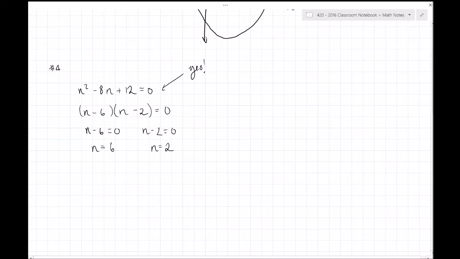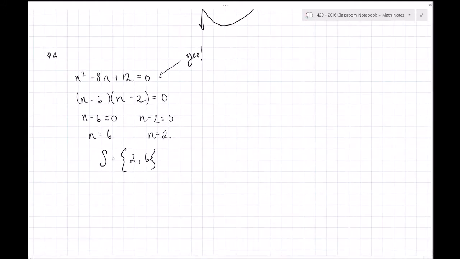The convention is to actually write this as S is equal to curly bracket 2 comma 6. This states that the solution set contains the values 2 and 6. That's the convention. That's how Paul would write the answer in the back of the book. The next problem we're going to look at is number 7.